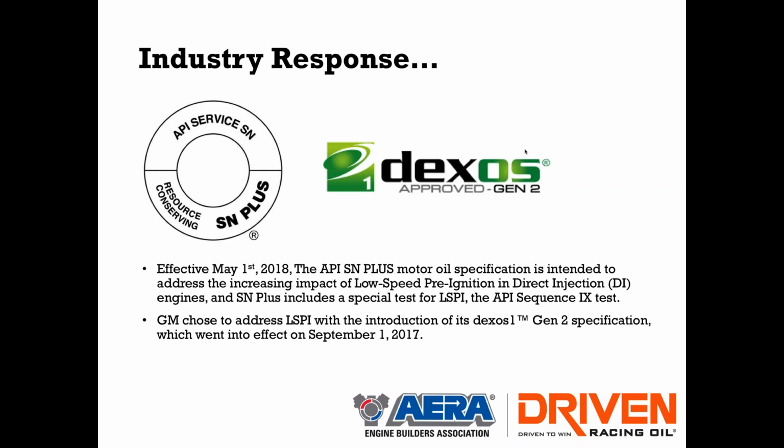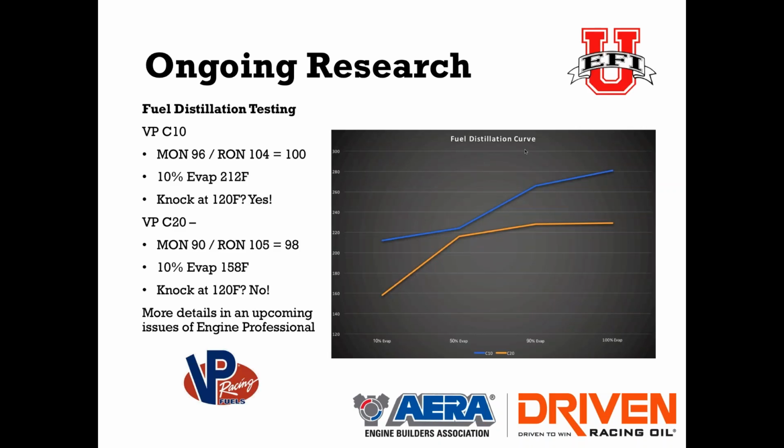Going forward, one of the neat things we started playing with is, back to what we talked about earlier, the atomization of the fuel versus vaporization of the fuel. The chart there on the screen is your fuel distillation curve. That is the percent of the fuel evaporated versus temperature. The guys at VP helped us out. They got us a couple of different fuels to test. And this is the distillation curve of VP C10 and VP C20.